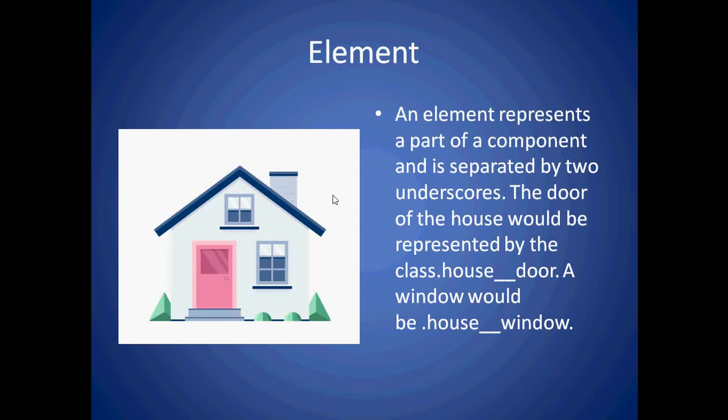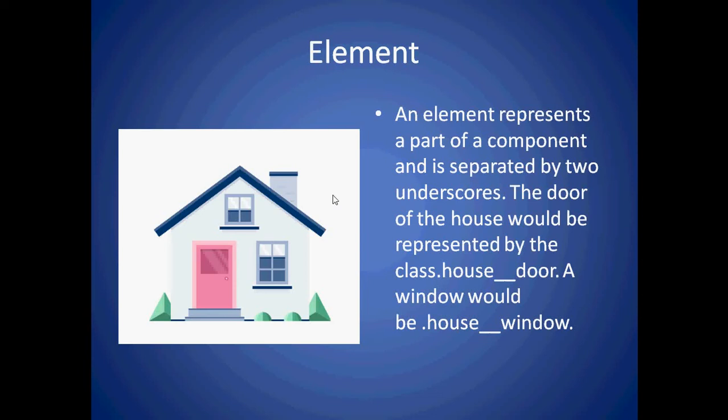If I want to write CSS for the window, then I should write house__window. If there is any inner component inside that, then you write another double underscore and that component name. So if there is any inner component, you should write the class with the double underscore as a prefix. Okay, so that is the element.